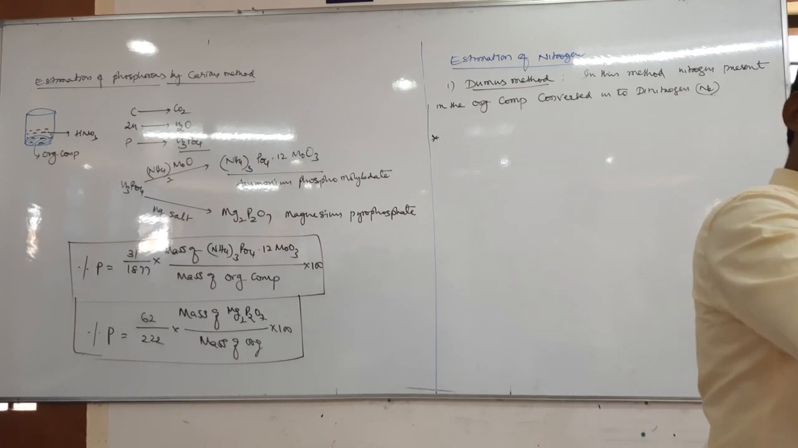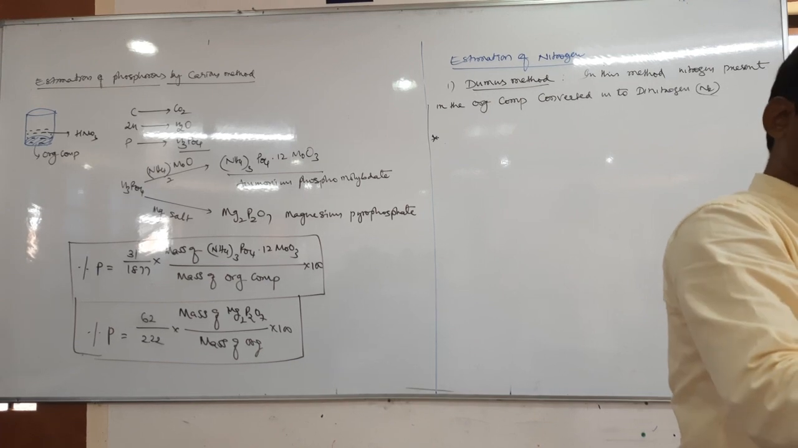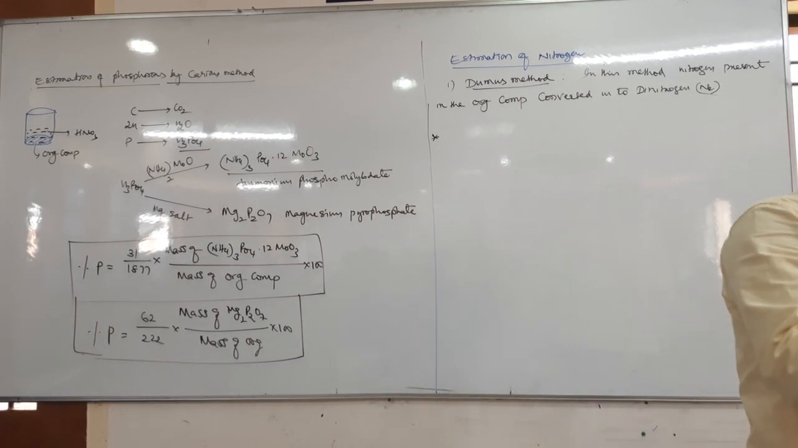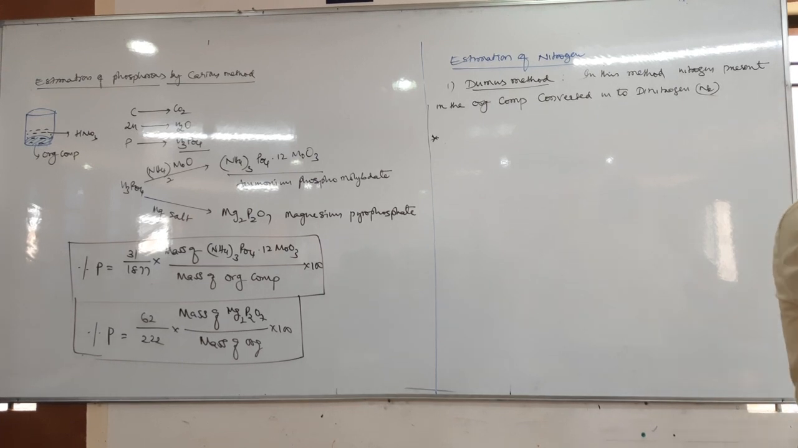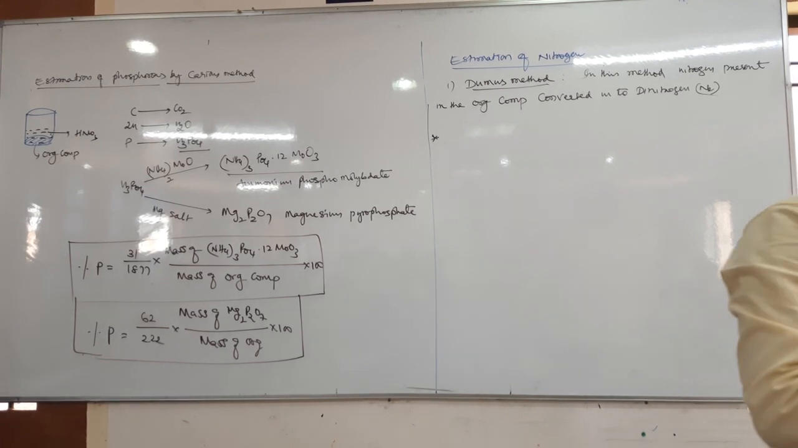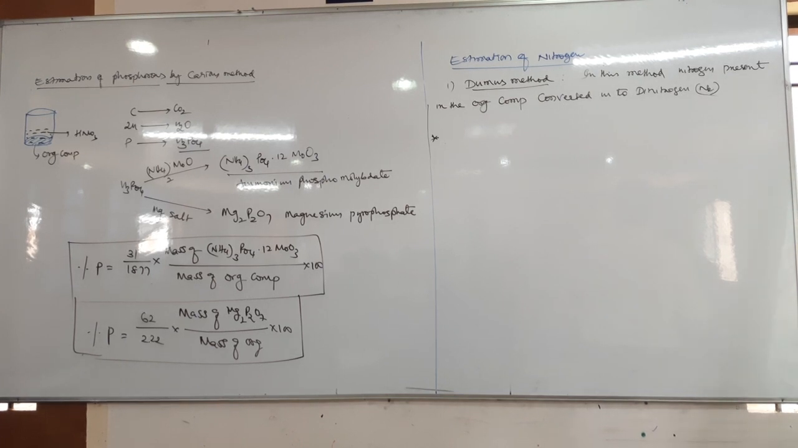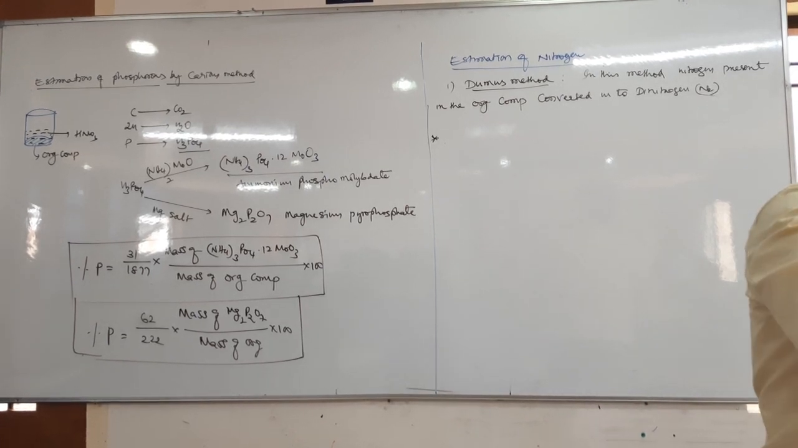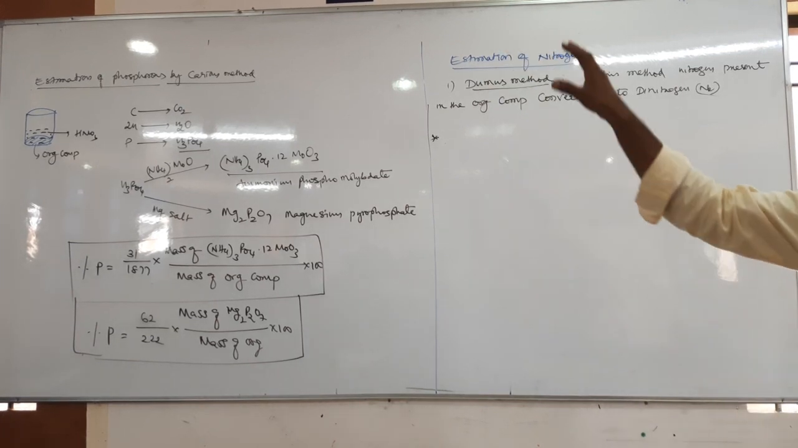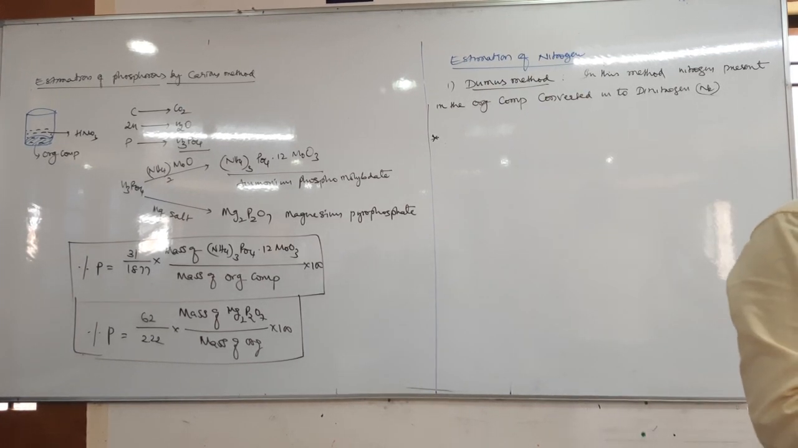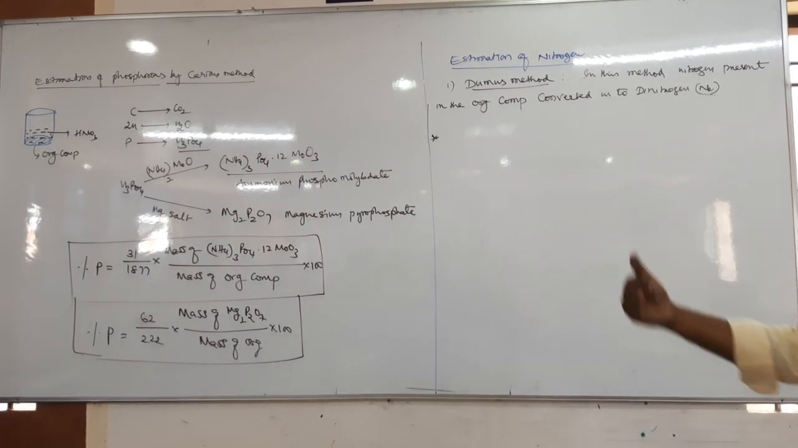Then what is left? N2 gas will be left. That N2 gas is collected over water, and its volume can be measured. Since it is a gas, the volume can be measured. From the volume of the nitrogen gas, the percentage of nitrogen can be calculated. So this is the process up to the collection of N2 gas. That means the volume can be measured. The next calculation starts from there itself.